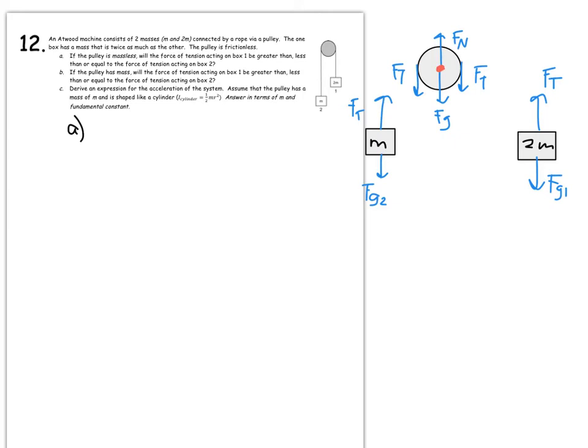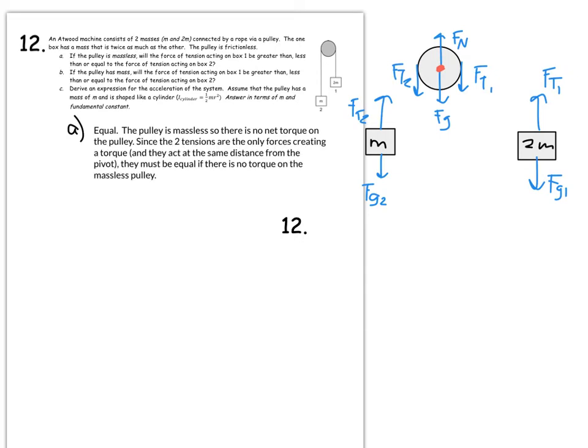So to answer our first question, if the pulley is massless, will the force of tension acting on box 1 be greater than, less than, or equal to the force of tension acting on box 2? And the answer here is they're going to be equal. The reason is since the pulley is massless, there will be no net torque on the pulley. The only two forces creating a torque are T1 and T2, the two tensions. So let's go ahead and label those, T2 and T1 here. Those tensions will be equal if the pulley is massless because no net torque is needed to accelerate a massless pulley.